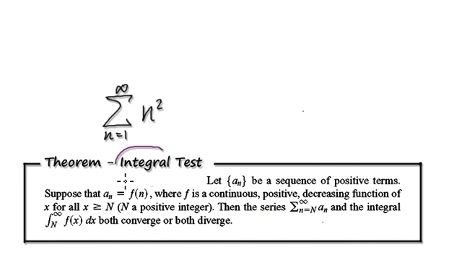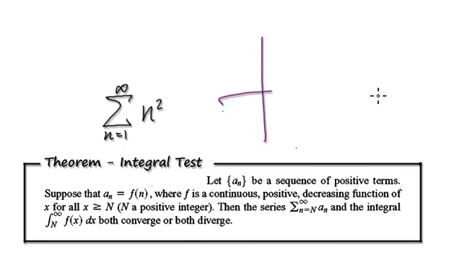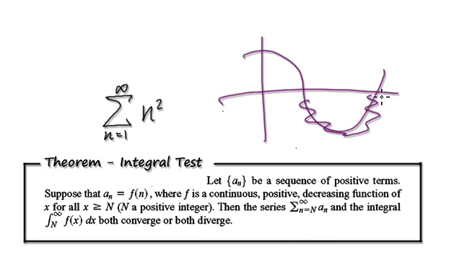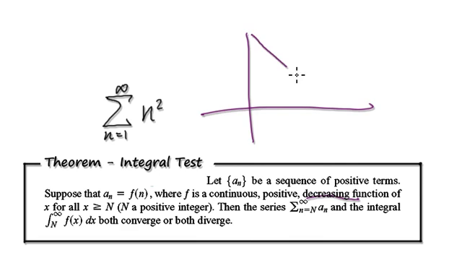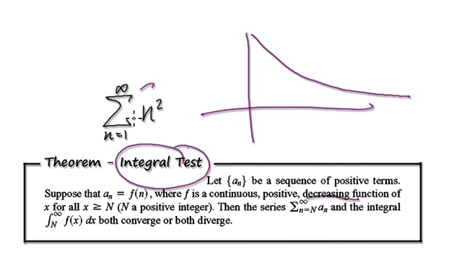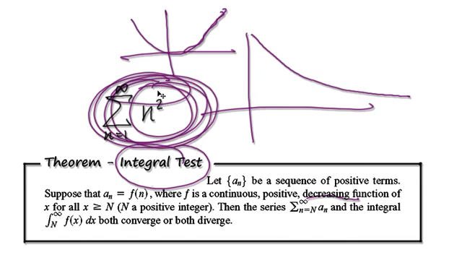So in order for you to perform this integral test, it needs to be continuous, so you can't have a break in the function. It needs to be positive, meaning you can't enter the negative realm here. And it needs to be decreasing all the time. Well, y equals x squared looks like this. It's increasing, so the integral test won't work for this.